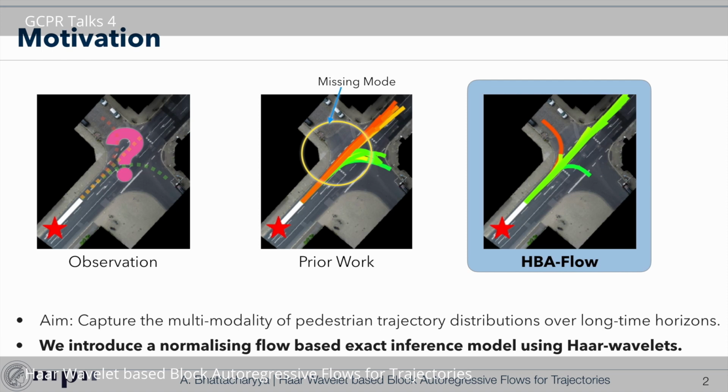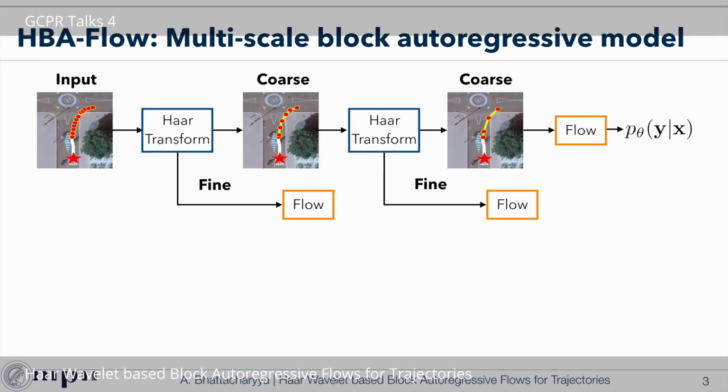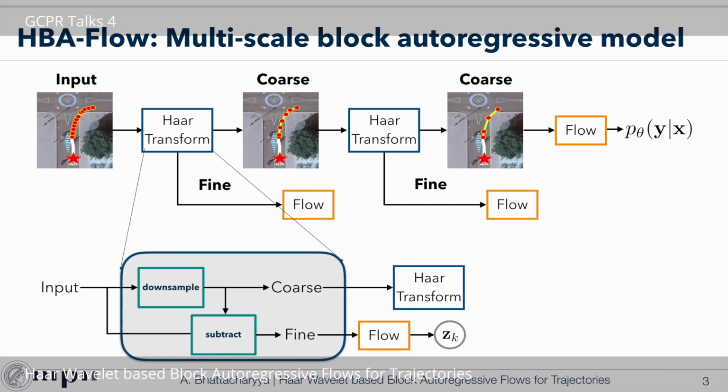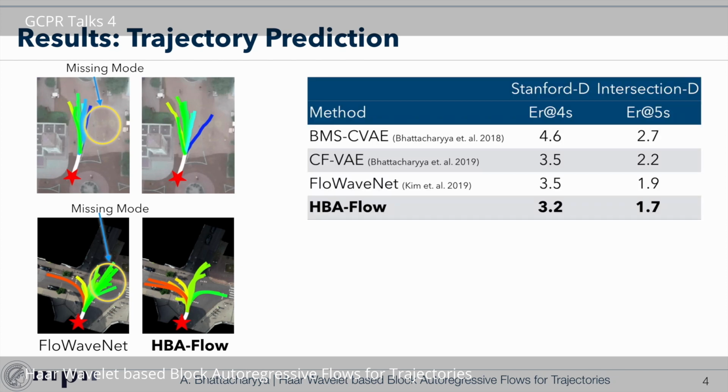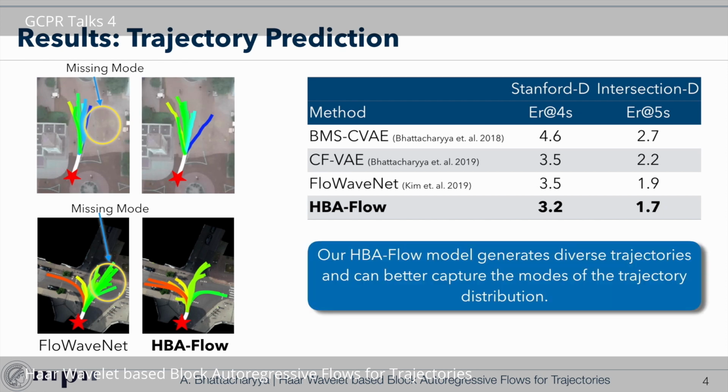Our HBA flow model consists of k coarse-to-fine scales. Haar wavelet-based transformations are applied at each scale to obtain downsampled coarse and fine components. Normalizing flows at each scale are block autoregressively conditioned on coarse trajectories, which provide global context for the subsequent finer scales. Experiments on the Stanford Drone and Intersection Drone datasets show that our HBA flow model can effectively capture the distribution of likely future trajectories. This is reflected in the accuracy metrics, where our HBA flow model outperforms the previous state of the art. Our HBA flow model can thus better capture the modes of the trajectory distribution.